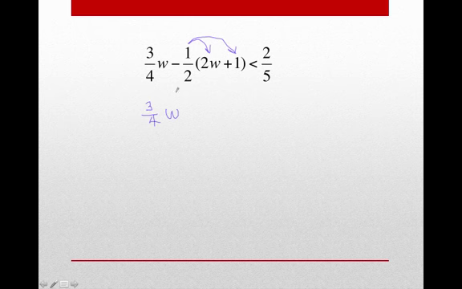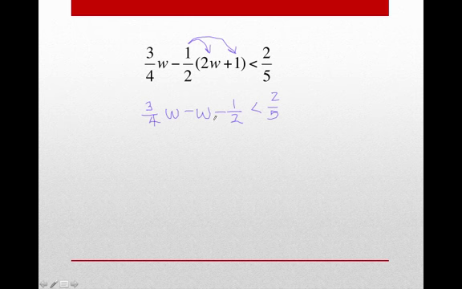3/4 w. I'm distributing a negative with that 1/2. So I've got negative 1/2 times 2, or negative 1. So negative 1w is just minus w. I've got a negative 1/2 that I'm multiplying by 1, so I've got a minus 1/2. Still less than 2/5. Okay, so I've got 3 things over here.